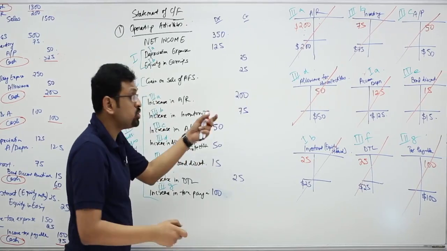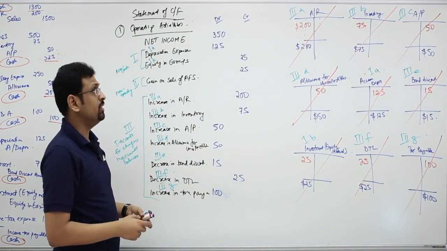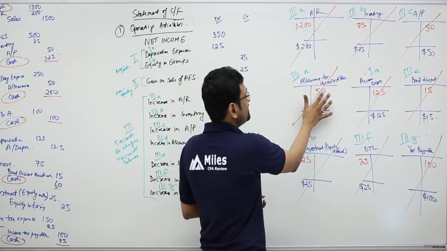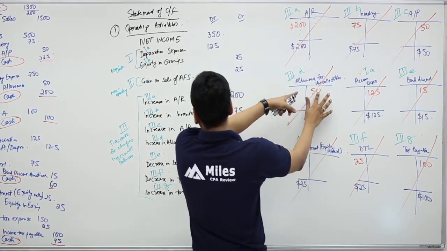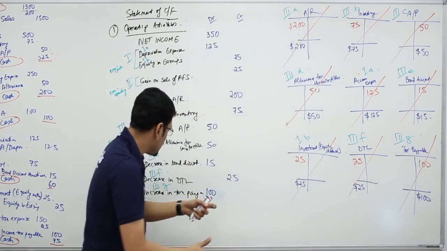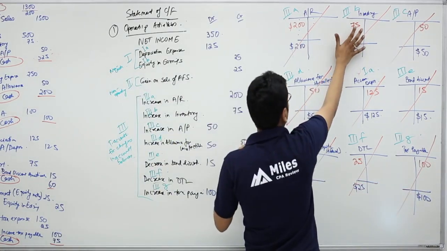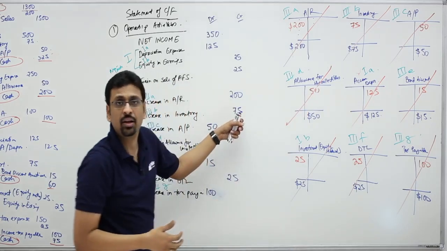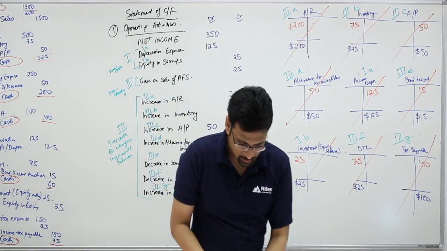And remember, we are posting on the opposite side of the T account. So if it's $50 credit for allowance for uncollectible, that becomes a $50 debit here. If it's $100 credit for tax payable, that becomes a debit here. If it's a $75 debit for inventory, it becomes a credit here. So you've got to be comfortable with this.